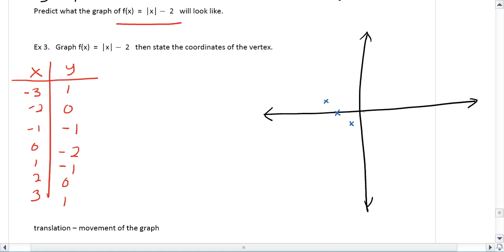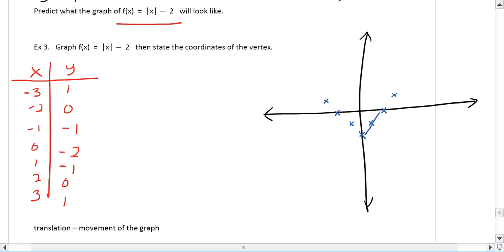Should we be down here in negative? And at 0, we're all the way down here at -2. Now at +1, we're at -1. At +2, we're back up to 0. And at 3, we're up at 1. So now I can kind of see what the graph did.